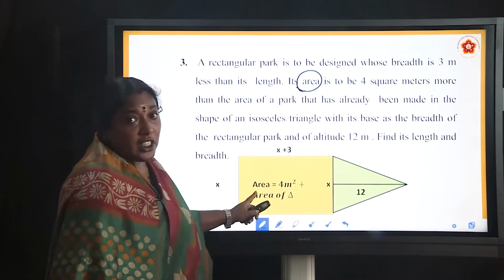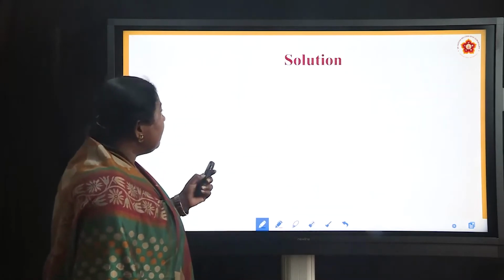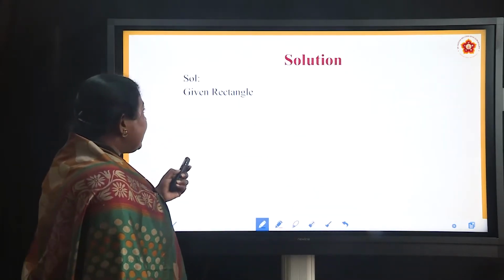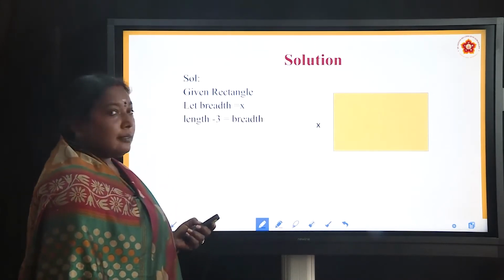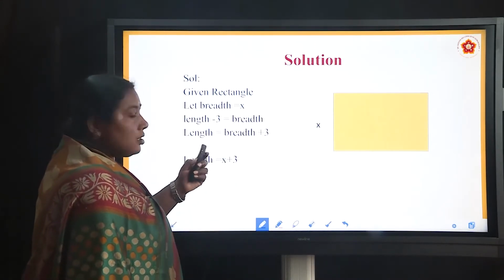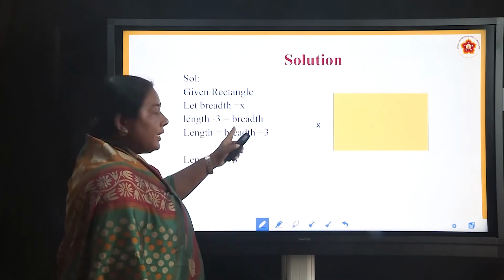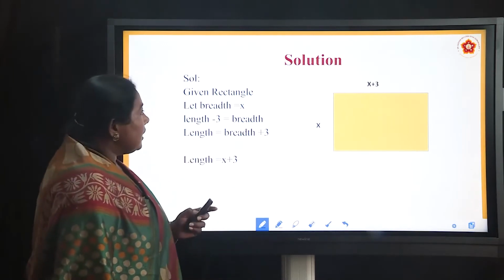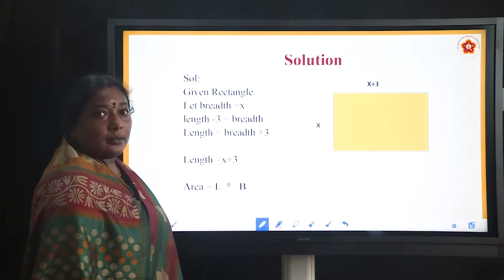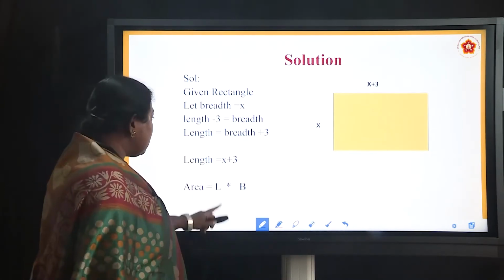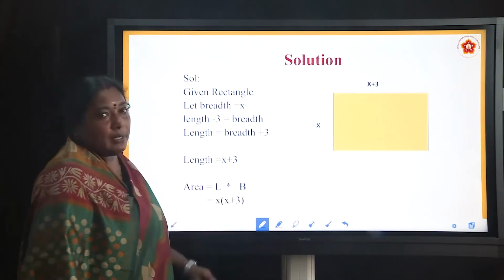So first we finish the diagram. Next we have to write what is given. That is very, very important. So the given is, rectangle, breadth x, and length minus 3 is breadth. So length is equal to breadth plus 3. So it is x plus 3, and they have given the area is 4 meter square plus area of a triangle. So we are going with the area formula, length into breadth. So our answer is x into x plus 3.